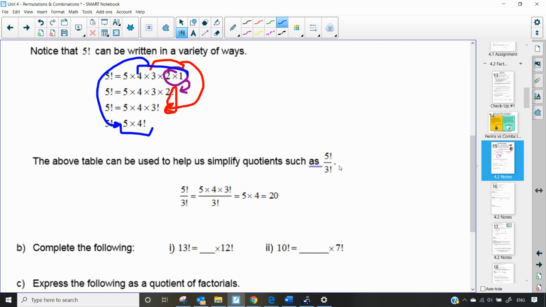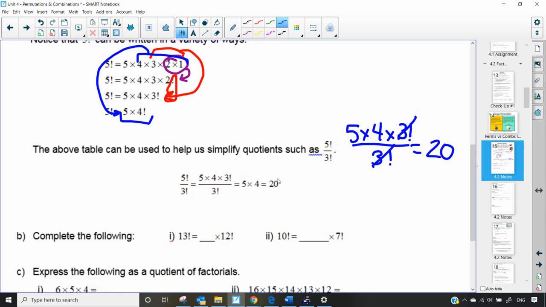So up there we have an example of how we can write 5 factorial in different ways. We can use that concept to simplify 5 factorial over 3 factorial. If I want to simplify 5 factorial over 3 factorial, I'm always going to start by looking at my bigger number. Well, 5 is bigger than 3, so I'm going to write 5 factorial by reducing it until I get to a 3 factorial. So 5 times 4 times 3 factorial. And the 3 factorials on the bottom, those can be cancelled, and I'm left with 20.